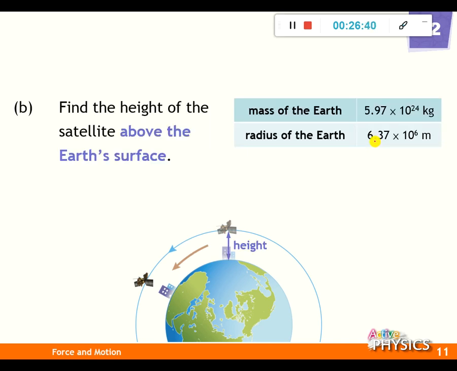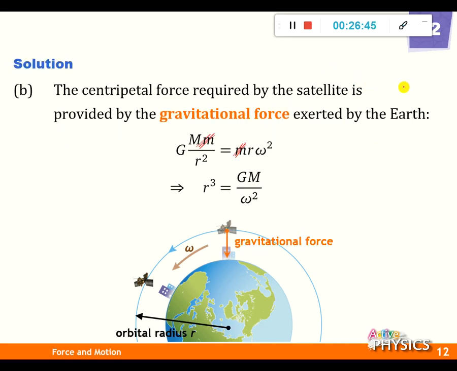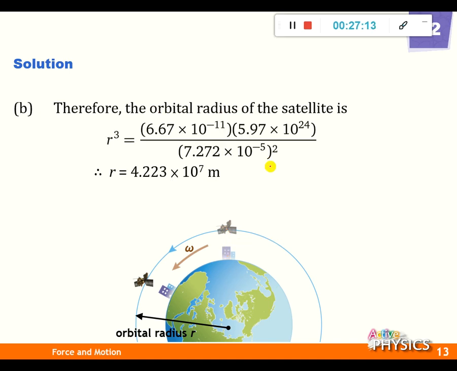Part B. Find the height of the satellite above the Earth's surface. Of course, apply the formula and also circular motion. Here, m will cancel each other, and after the calculation we can find that G is a constant, M is the constant mass of the Earth, and omega you know from part A. Then you can find out what r should be. Okay, 4.2 like that.